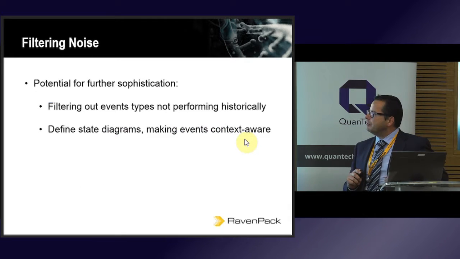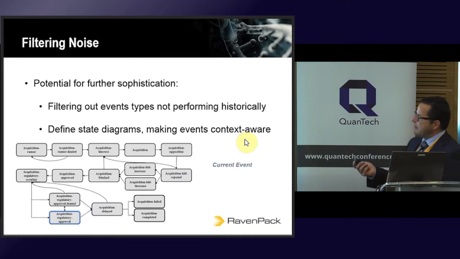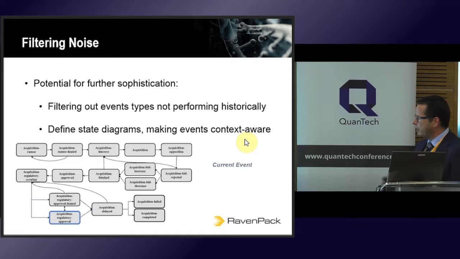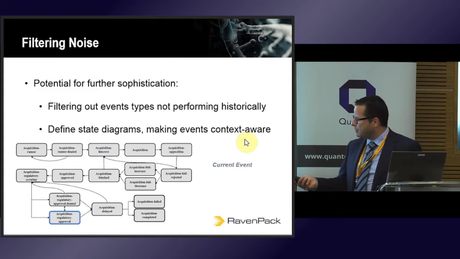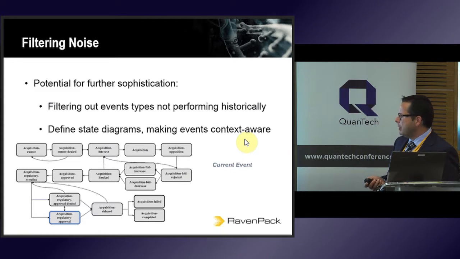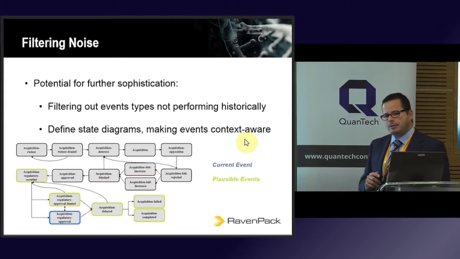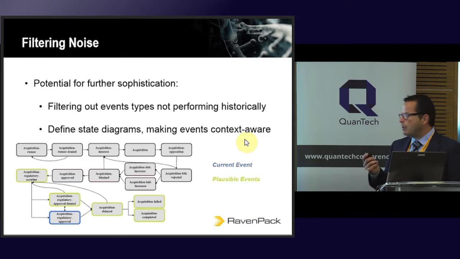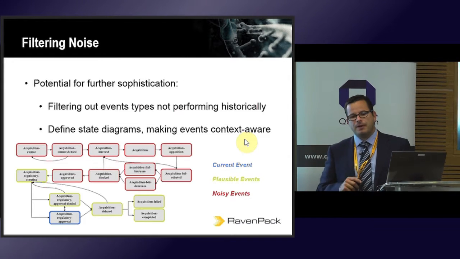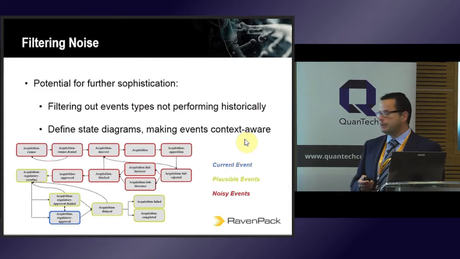Another angle to noise filtering might be to define state diagrams. So let's say this is the state diagram for an acquisition and merger event. With this in place, and having knowledge of the current event or the last event we saw about this particular entity, we can have information about what are the most likely events coming afterwards. But even better, we have a pretty good idea of what might be considered a delayed event or even noise, and just drop them. So it's a very good way of filtering for noise.